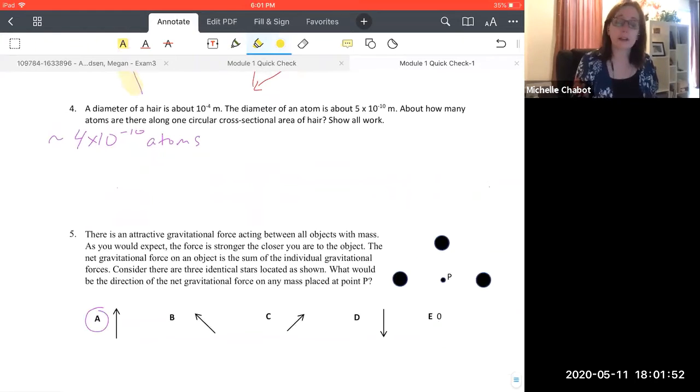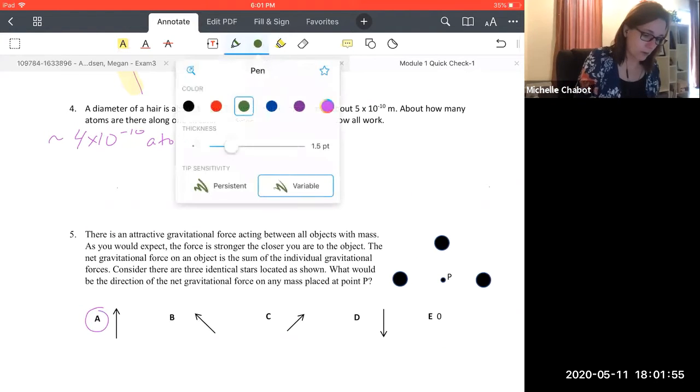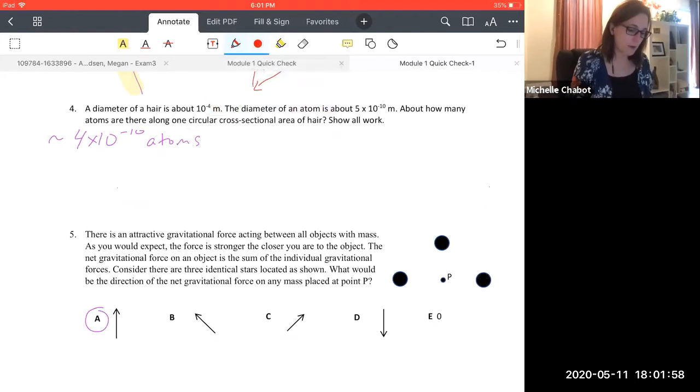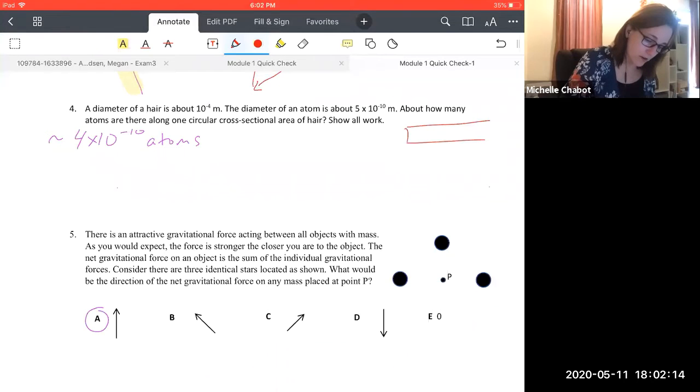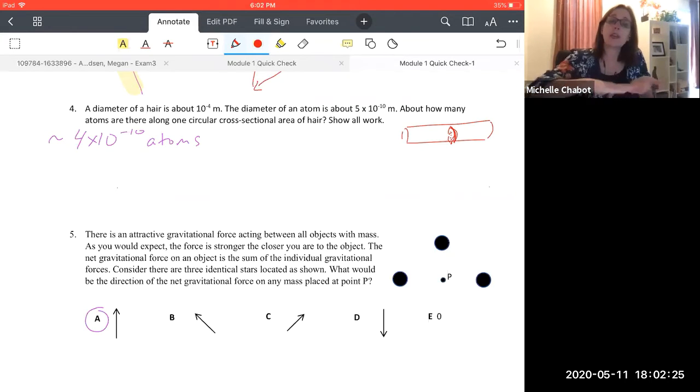Okay, so moving away from vectors, now let's talk about our order of magnitude problems. In this one, we have a diameter of a hair that is about 10 to the minus 4 meters, and a diameter of an atom that is about 5 times 10 to the minus 10th meters. About how many atoms are there in one circular cross-sectional area of a hair? So if I had a piece of hair like this, there'd be some cross-sectional area of the piece of hair. And if it was just one atom thick, how many atoms would be in that cross-sectional area? So we have to do a little bit of calculation here.